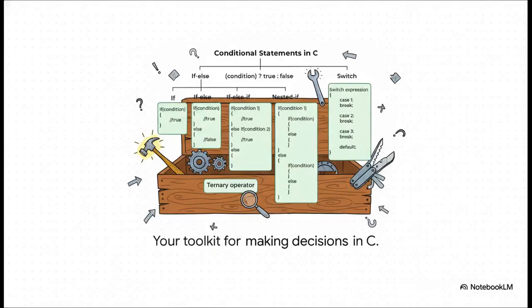And this right here, this is our entire decision-making toolbox in C. You can see we've got a few key players: the super versatile if-else statements, the really compact ternary operator, and the super efficient switch statement. Let's open this thing up and see how each one works.